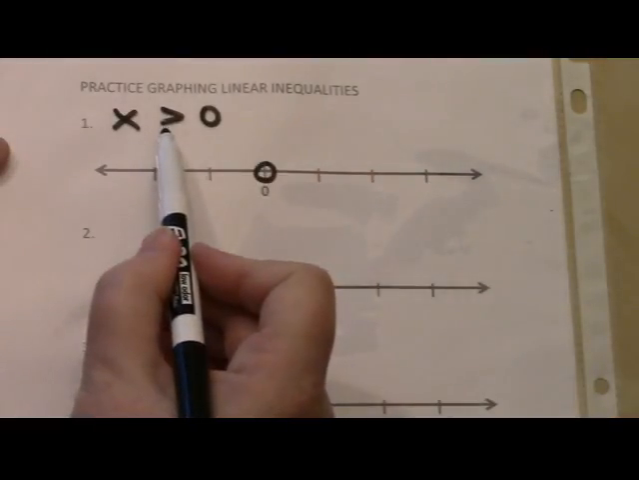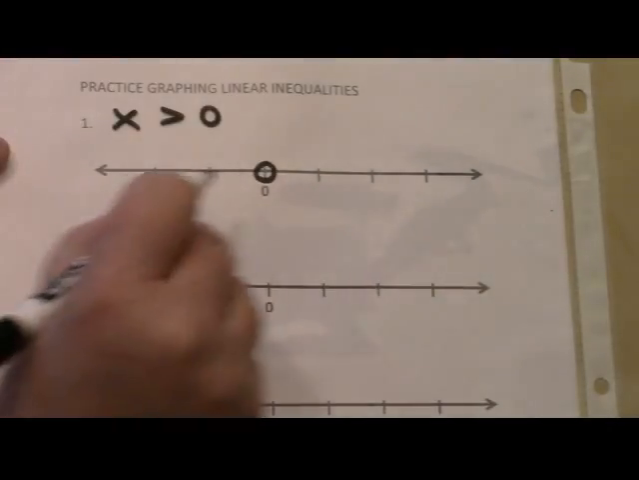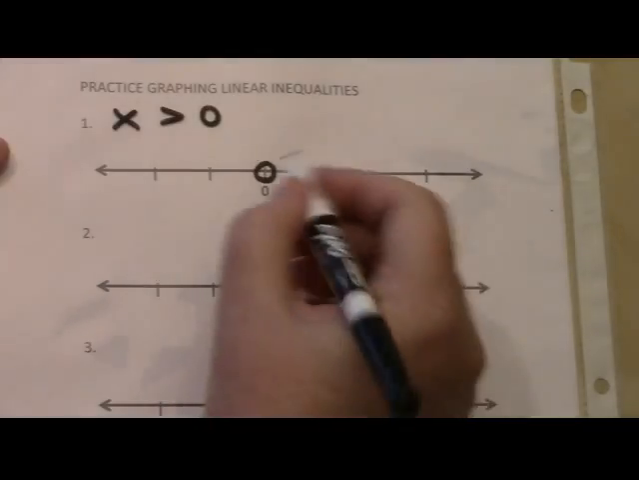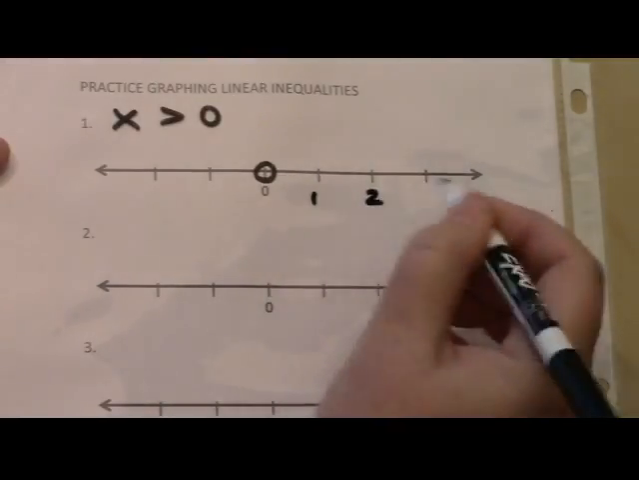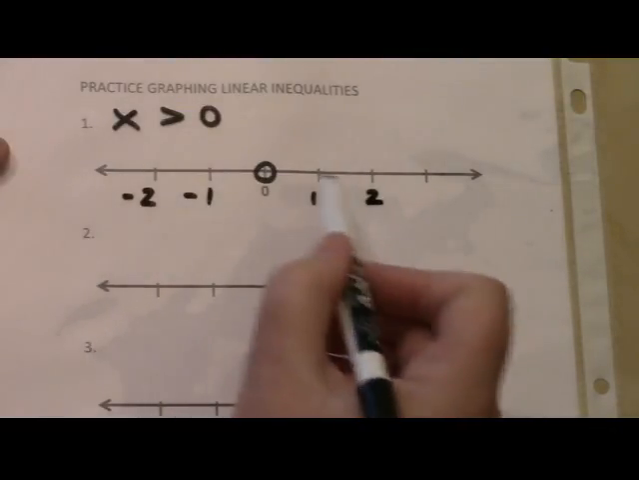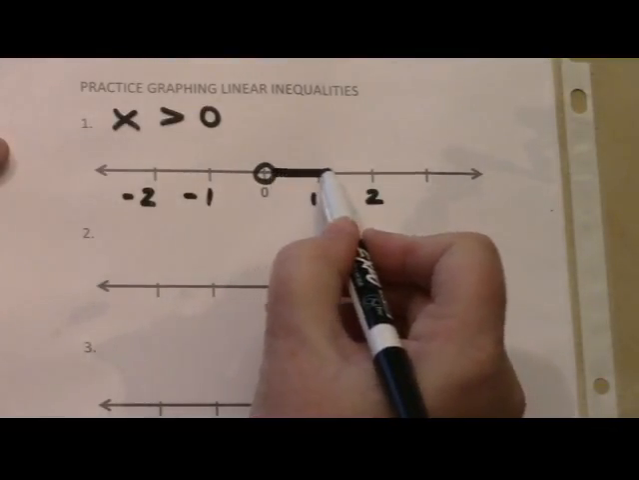Is it going to be an open circle or filled in? It's going to be open. And what's greater than 0? Our number line always increases moving to the right. So this is 1, this is 2, this is -1, this is -2. Which side is greater than 0? It's all of the numbers on that side.